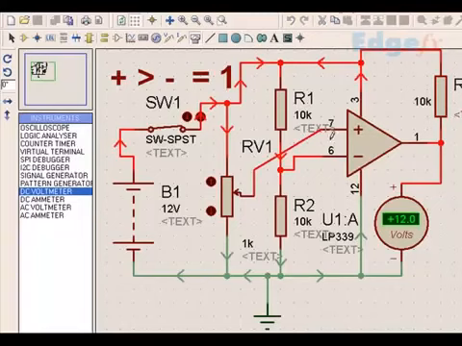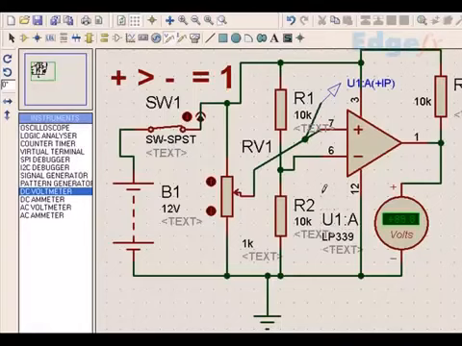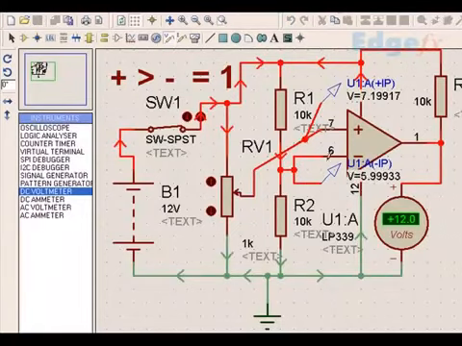If you want to know exactly what the voltage is here, I can connect some voltage probes. I put a voltage probe here, give a connection from here to here, and another voltage probe here with a connection from here to here. Now let's power it. This point is at 5.9933, close to about 6 volts, and this point is 7.19 volts. That means plus is more than minus, so the output is high. High means 1, and 1 means supply voltage.